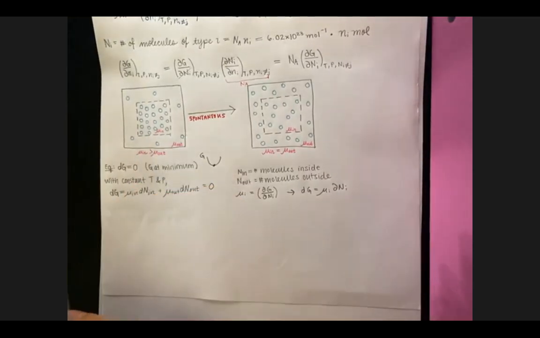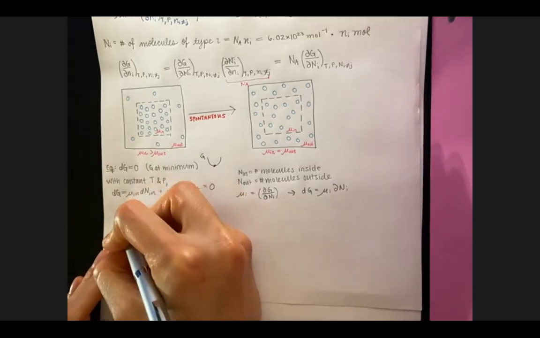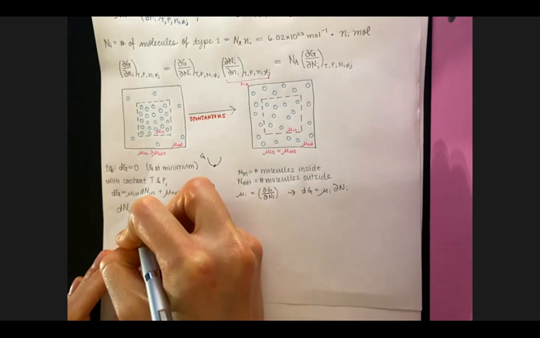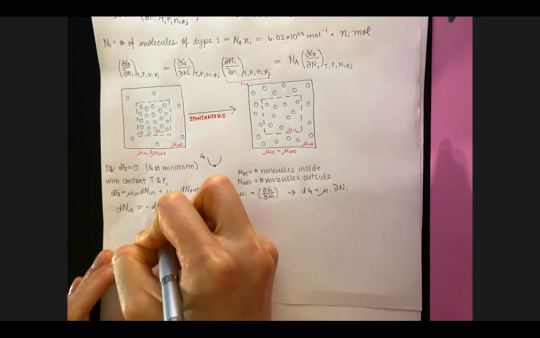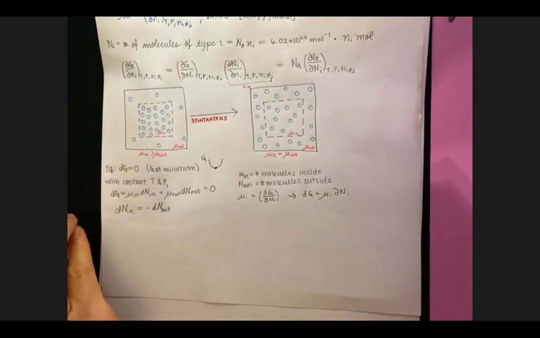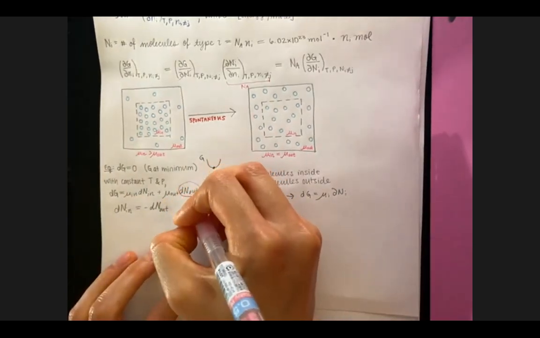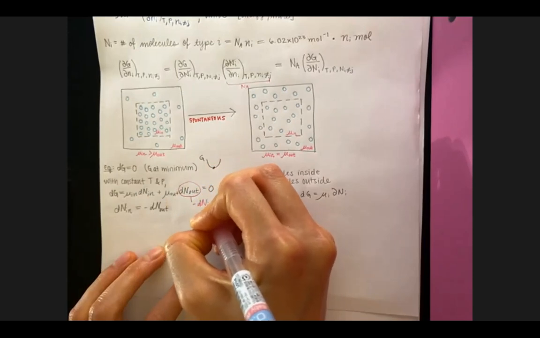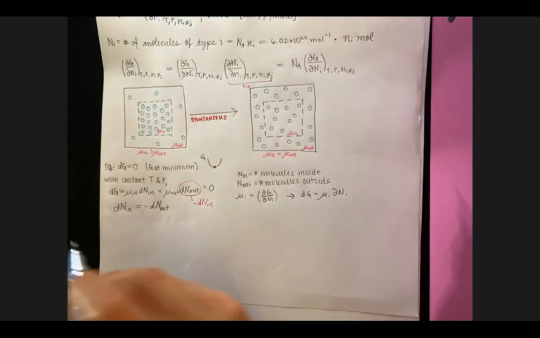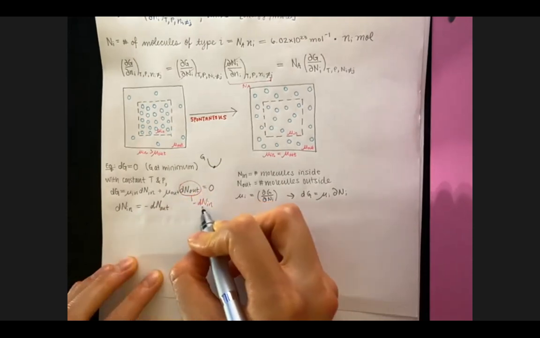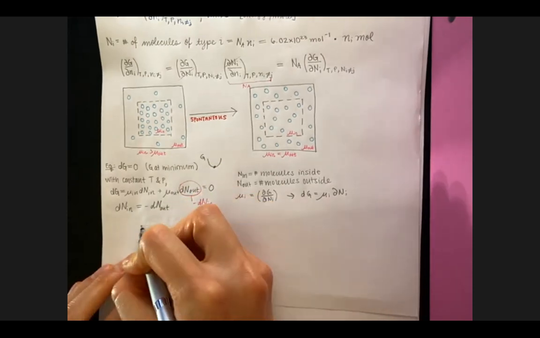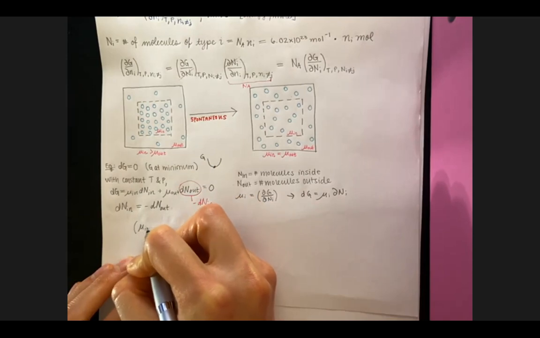travels to the outside, then the number of molecules inside the chamber has to decrease by the same amount that the number of molecules on the outside increases. And so we also have this equality. And now that means we can substitute this. And so when we substitute this in and then we factor out dN, this is what we get.